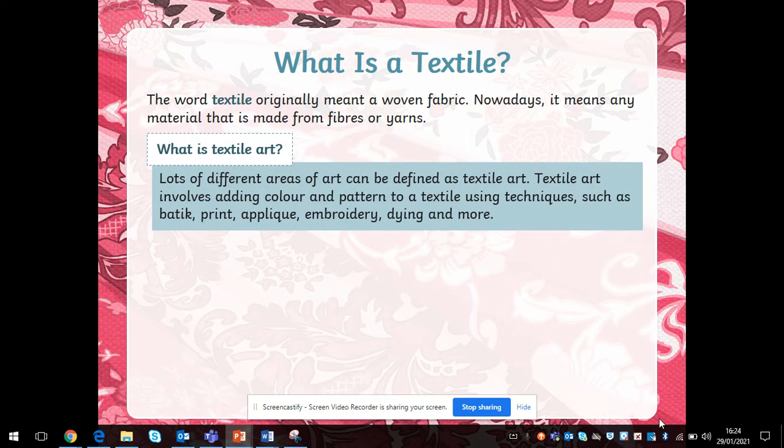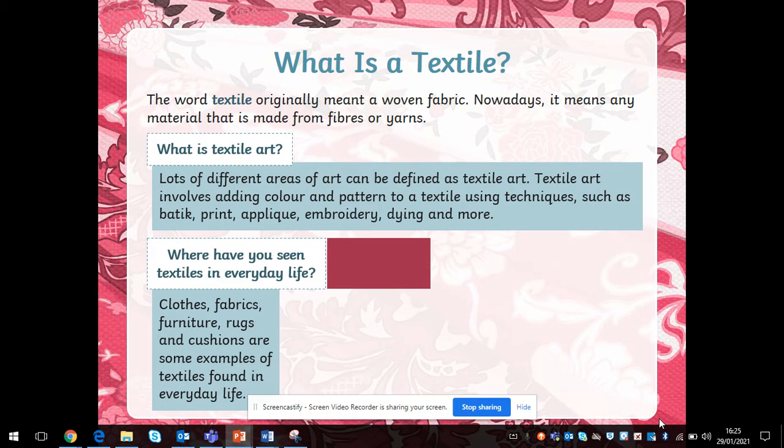What is textile art? Lots of different areas of art can be defined as textile art. Textile art involves adding colour and pattern to a textile using techniques such as batik, print, applique, embroidery, dyeing, and more. Now dyeing is the type where you dye something a different colour. Where have you seen textiles in everyday life?